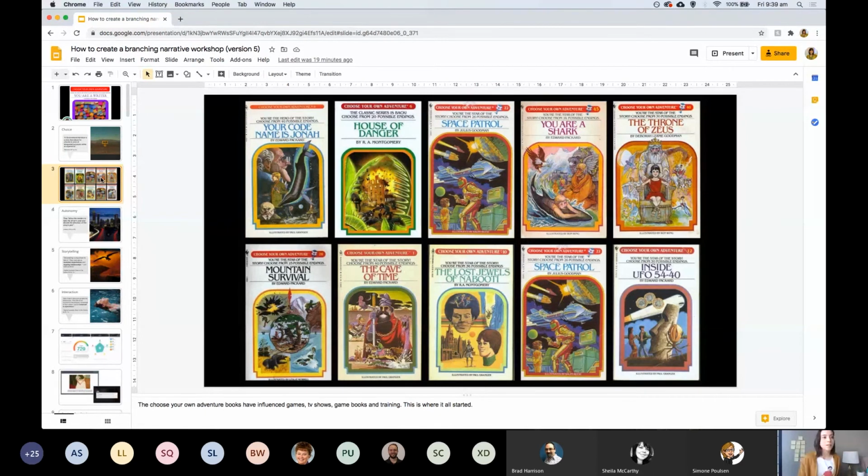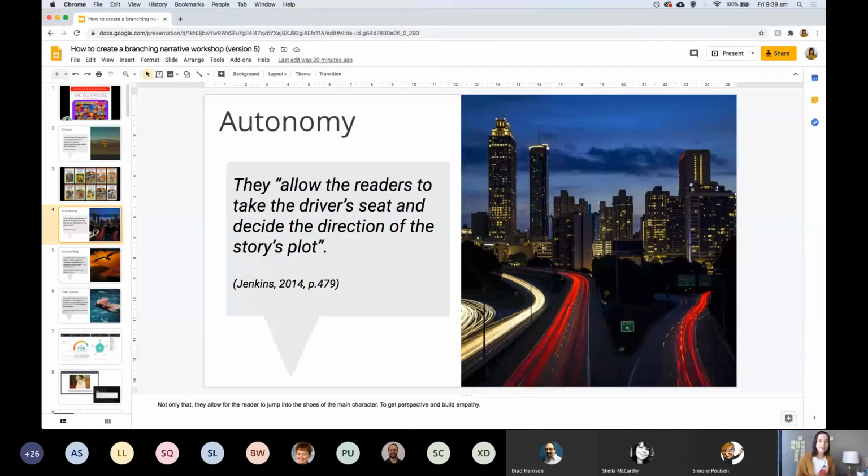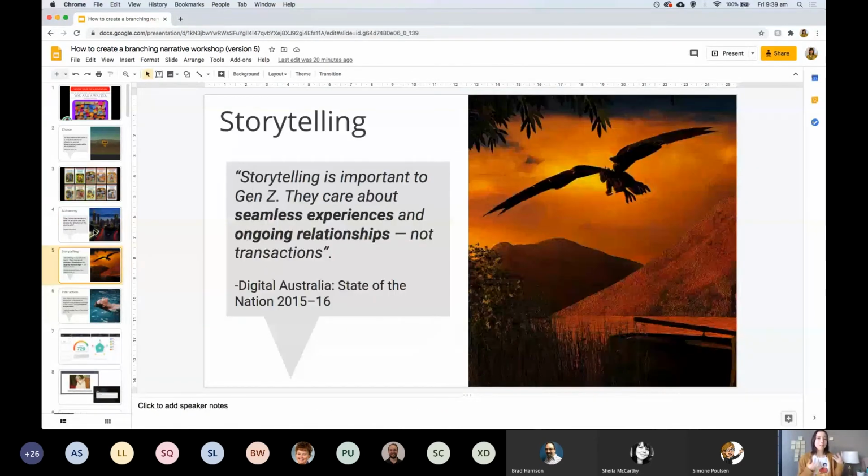You may have read a Choose Your Own Adventure book when you were a child, or you may have seen them or heard of them. There's quite a bit of research to back up the types of skills that students can build within this. They allow the readers or the users to take the driver's seat, deciding the direction of the story's plot. And we know that storytelling is really important to Generation Z. They care about seamless experiences and ongoing relationships. They don't care about transactions.